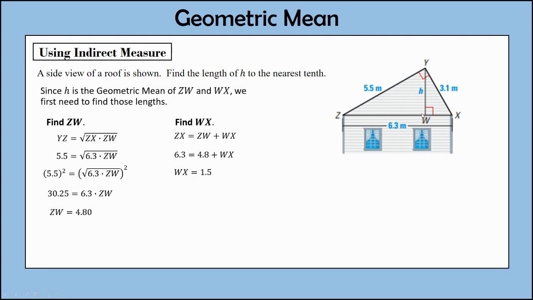So now that I know my ZW length and my WX length, I can find this H, which is YW, it's the altitude, by using my altitude theorem, which says that the altitude is equal to the geometric mean of these two segments it's divided this overall hypotenuse into. So it's going to be 4.8 times 1.5, square root of that product, which is the square root of about 7.2, which is about 2.7. So we now know the altitude of this triangle is going to be 2.7 meters. So that's a different style of application. You're going to get one or the other in tonight's homework.